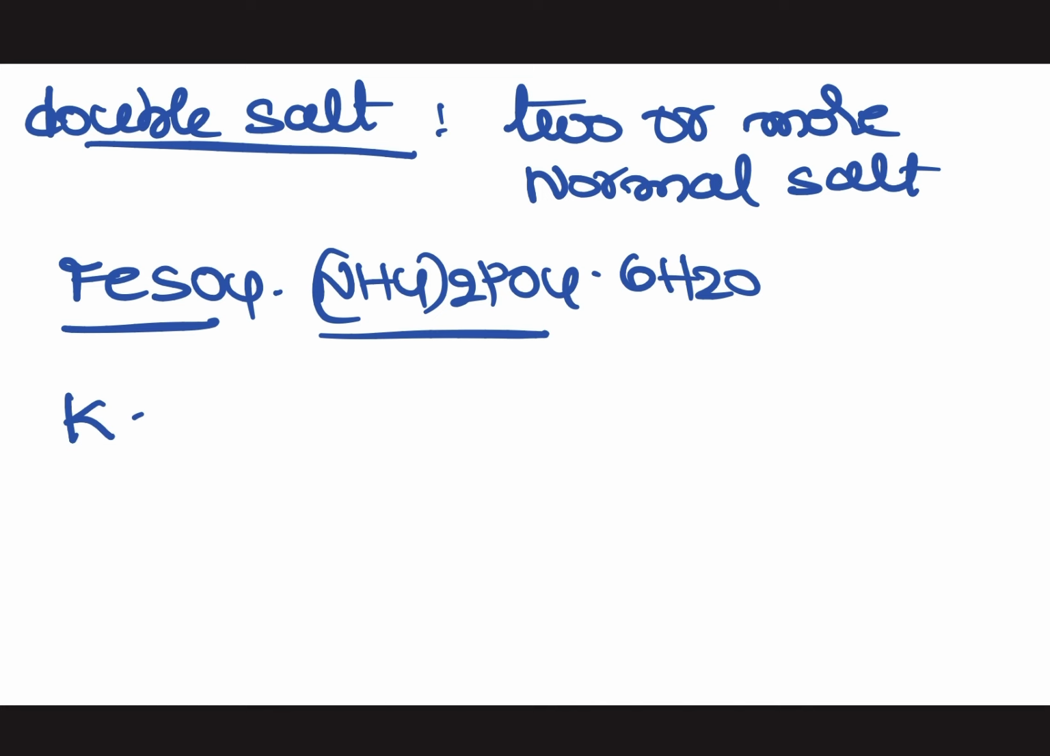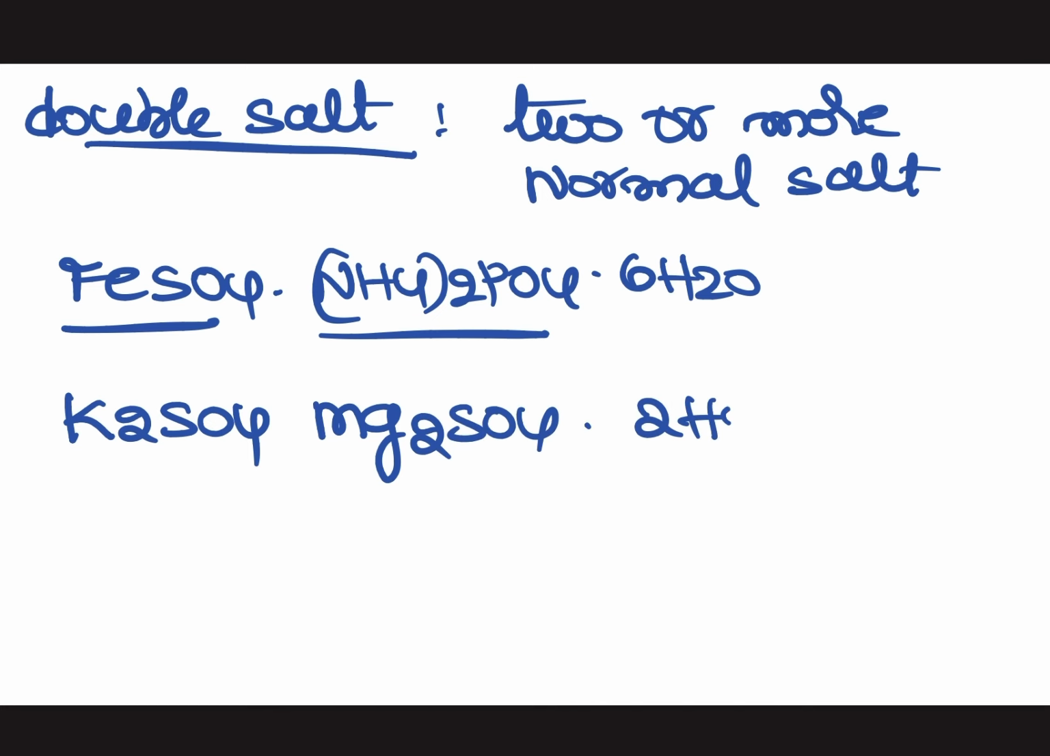So for example, you can see here K2SO4. This is one normal salt. Next to it, one more normal salt, MgSO4. One more normal salt here. So these are stable only in the solid state.